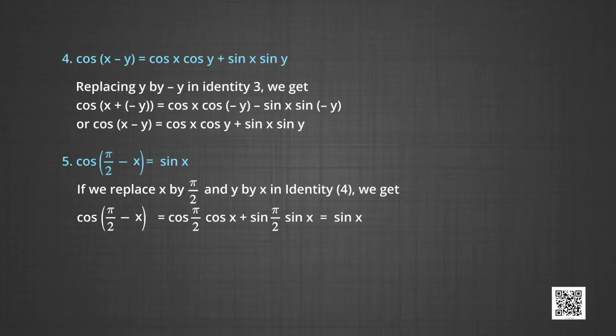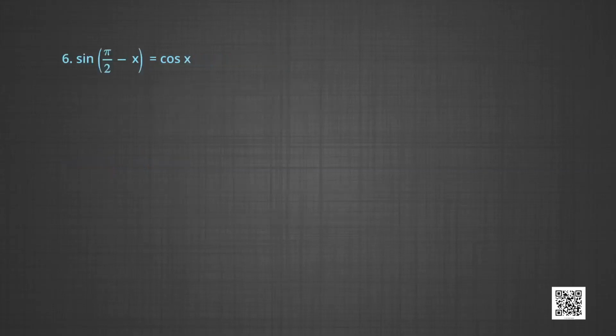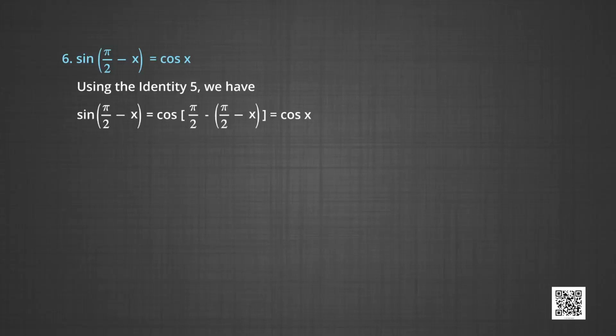Since the value of cos pi by 2 is 0, therefore cos of pi by 2 minus x is equal to sin of x. In the sixth identity, we will prove that sin of pi by 2 minus x is equal to cos of x. We will use our identity 5 and replace this sin of pi by 2 minus x as cos of pi by 2 minus pi by 2 minus x, which gives us the result as cos x because pi by 2 cancels with minus pi by 2.